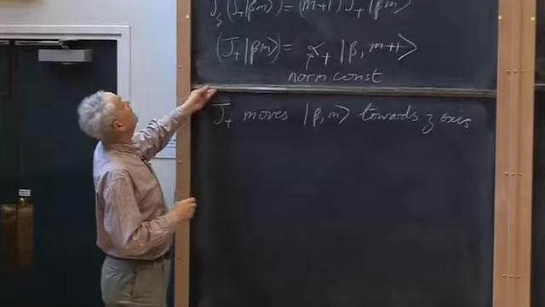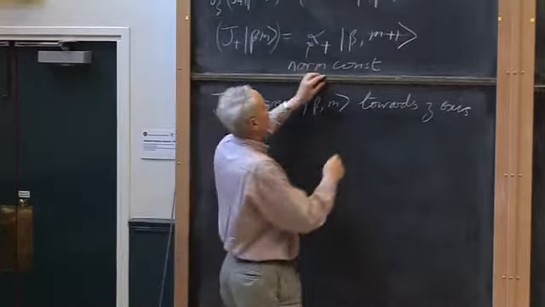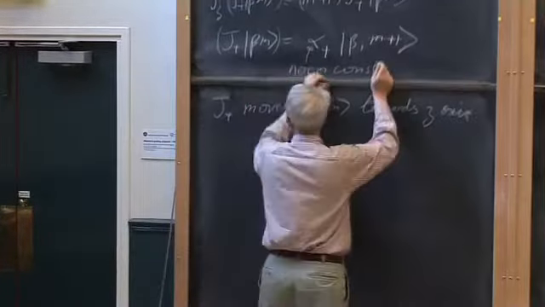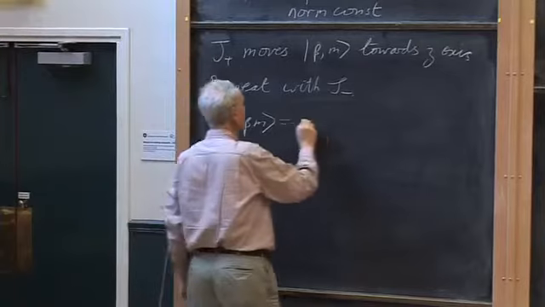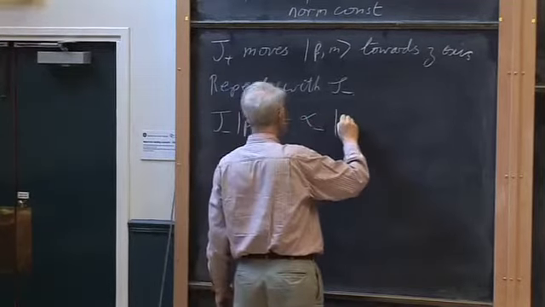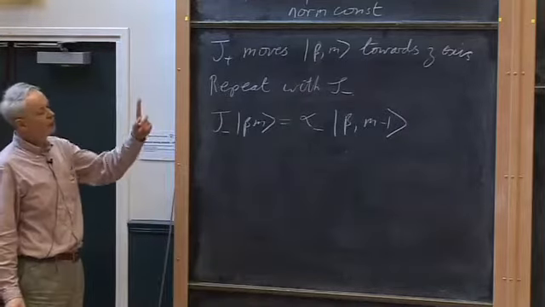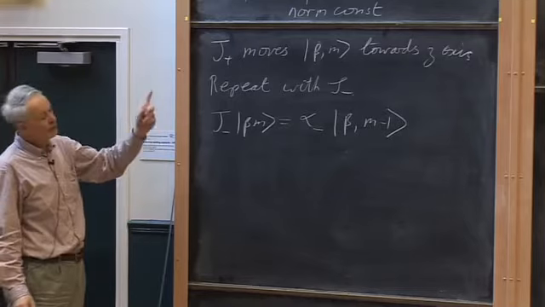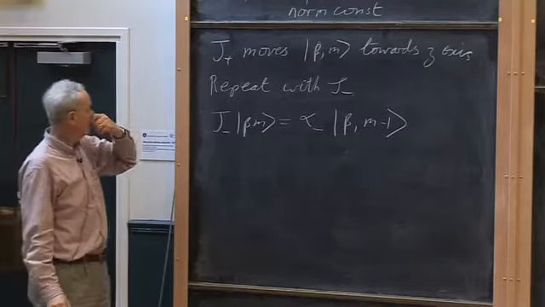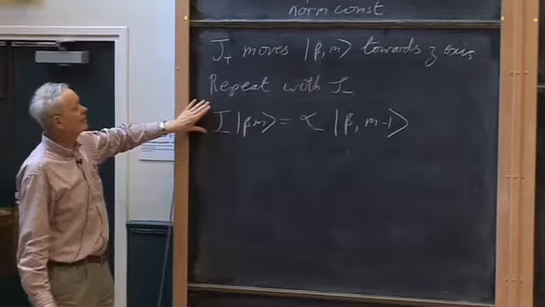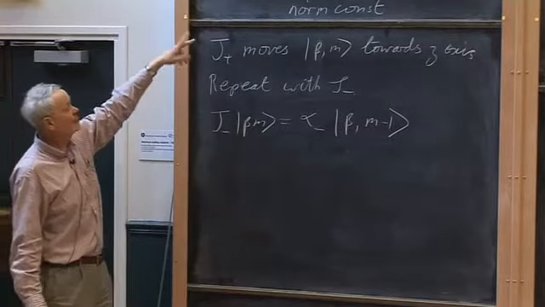Okay, we could repeat all this stuff. I recommend that after the lecture you do repeat all this stuff using j minus, and you will find that j minus on beta m is going to equal some amount, not yet determined, of beta m minus 1. It does the reverse trick. It moves it away from the z-axis, or if you like, towards the minus z-axis. Showing this is a precise repeat of what was done up here, except every plus sign gets turned into a minus sign.